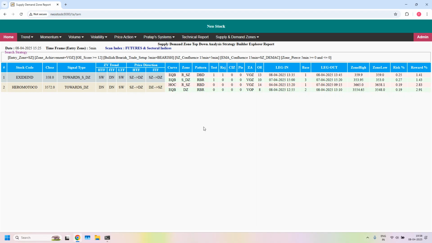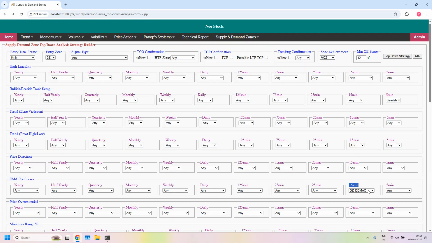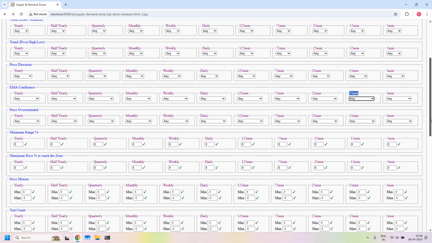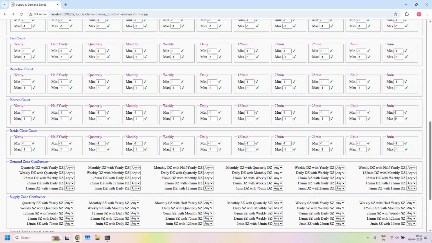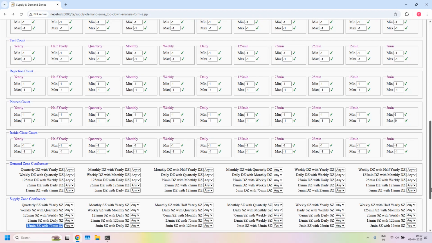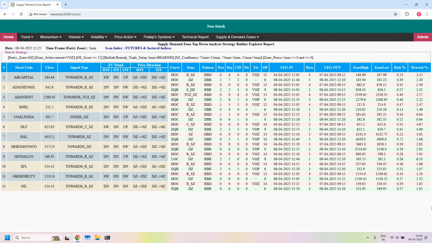Next, let us look into LTF, ITF and HTF supply zone confluence supported stocks. Removing the ITF filter and EMA filter. In the supply zone confluence, we should set three filters. First filter is enabled. Next, 5 minutes with 75 minute zone confluence. 15 minute supply zone with 75 minute supply zone confluence. With all the three filters, we got 12 stocks. In all these 12 stocks, the 5 minute supply zones are overlapped with the 15 minute supply zone, and both together are again overlapped with the 75 minute supply zone.